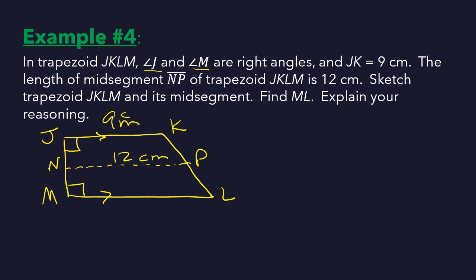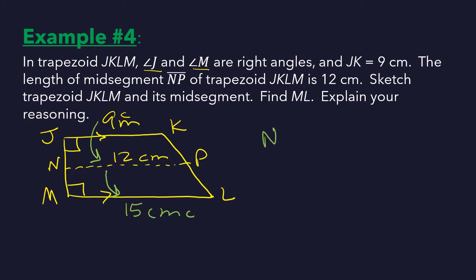And it says to sketch the trapezoid and find its mid-segment, or find ML, and explain your reasoning. So we could do this a lot of different ways. I taught you guys the process of ME. So if we think about what the distance is from 9 to 12, to go from 9 to 12, I added 3. So if I want to continue the pattern, I could add 3 and I could get 15 centimeters.